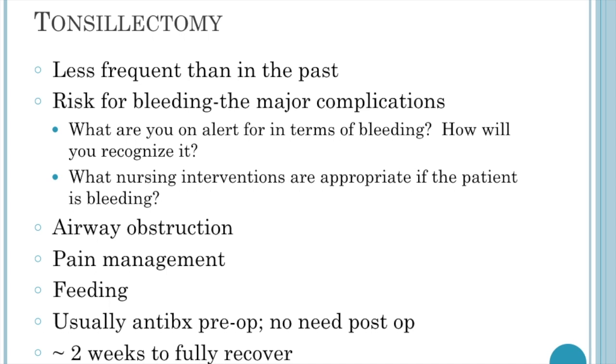So if the child is admitted for this tonsillectomy, we'll put them in a subacute unit so that we can keep our eyes on them a little closer, or make sure this child is put close to the nurse's station. For pain management, we're going to give some type of a liquid narcotic. For feeding, we're going to start out with clear liquids and then they can go to full liquids.